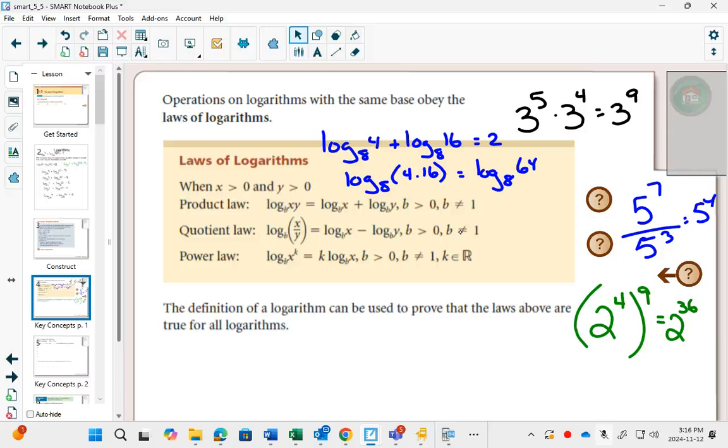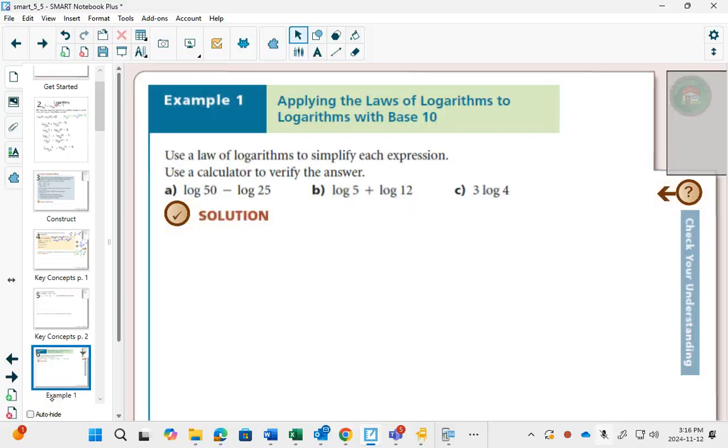Now, all of these log laws can be proven, and your textbook even includes a proof for one of them at the bottom of page 389. We're not going to go over the proofs right now, but we need to get really good at working with our log laws. So that's what we're going to do. Question number 1 here.